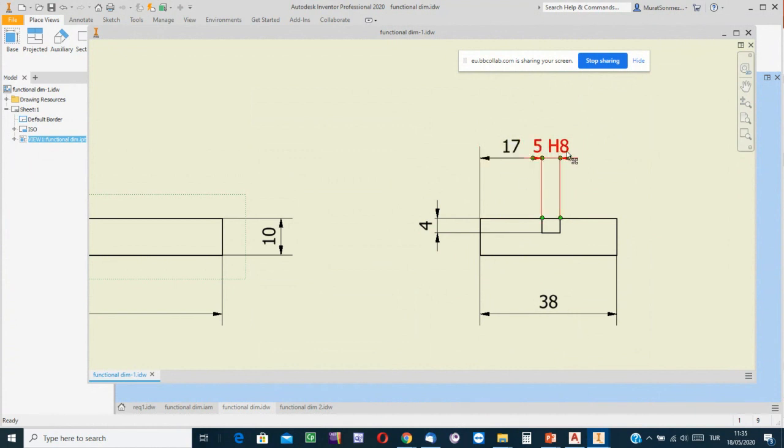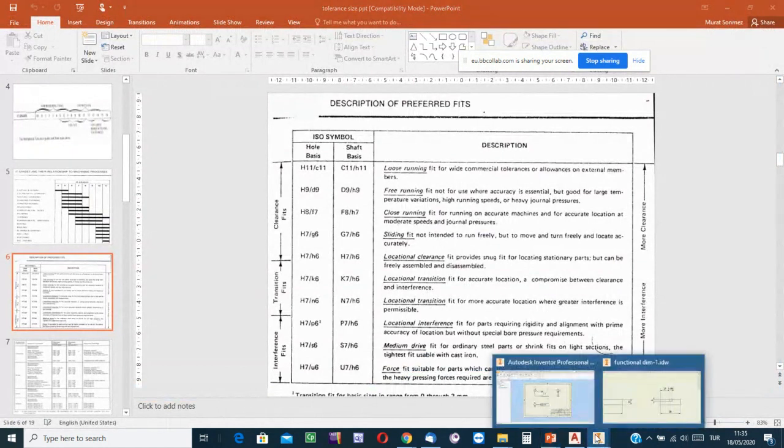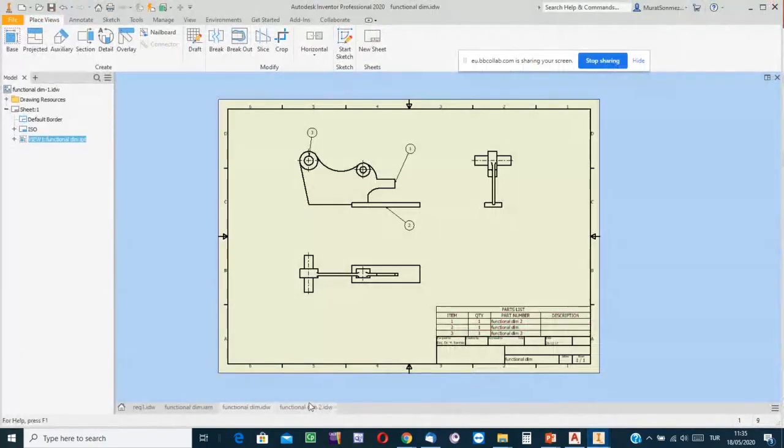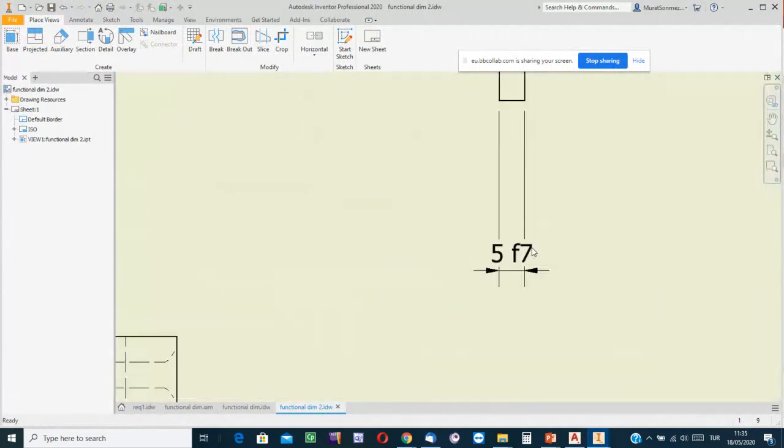But next to the nominal value, an individually selected IT grade is written. It is the recommended tolerance grade for this type of fitting. Which one? Close running fit. Okay, on the technical drawing for the blue colored component, yes, 5 is the nominal value.